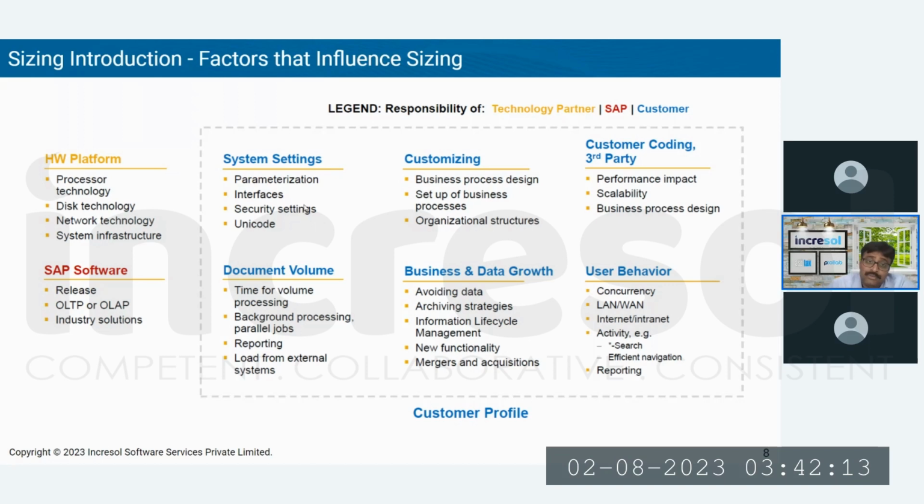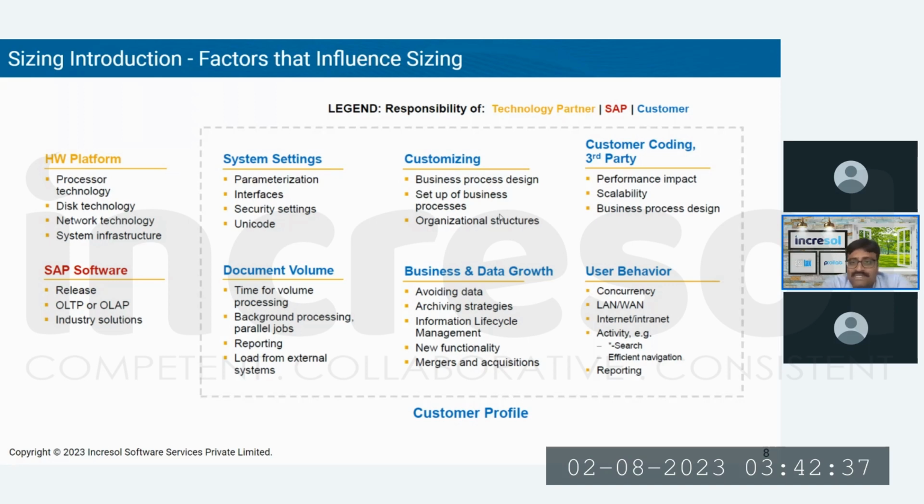Interfaces: if you have many integrations, the more integrations, the more load will come on the system in the background or the RFC mode, and that also impacts the system sizing. So we need to understand how many interfaces are there, what is their frequency, and how exactly it is going to impact. And customizations, whatever customizations you have done in the system in terms of the standard process or the different business processes, we also need to consider.